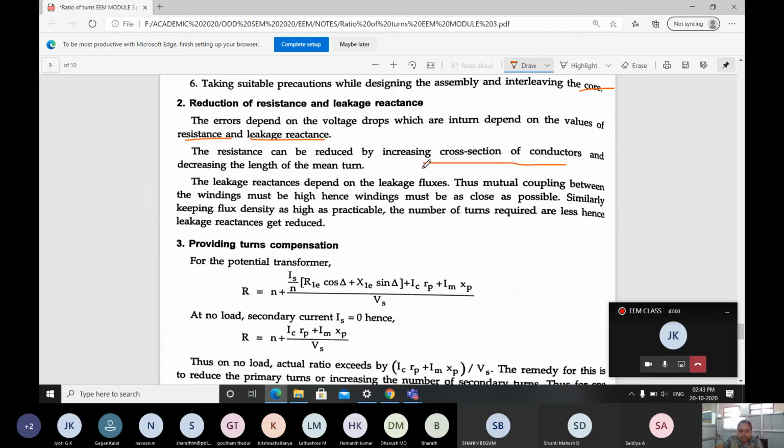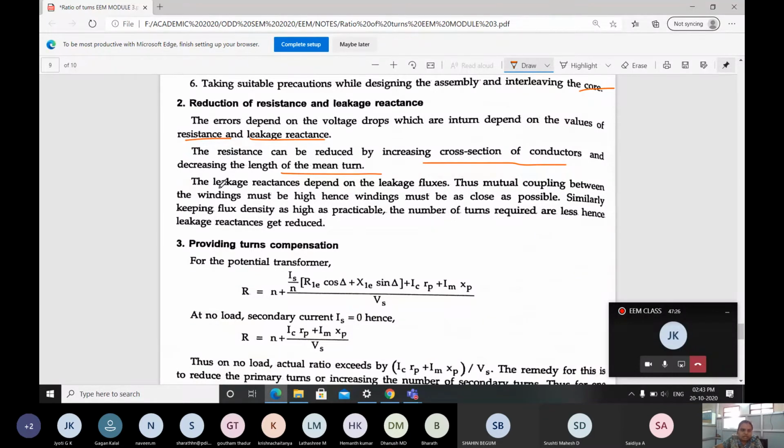The resistance, how can I reduce it? Just by increasing the cross section of the conductors and decreasing the length of the mean turn. That's the two things we have to remember when we are going to reduce the resistance. Okay, this is the one method.